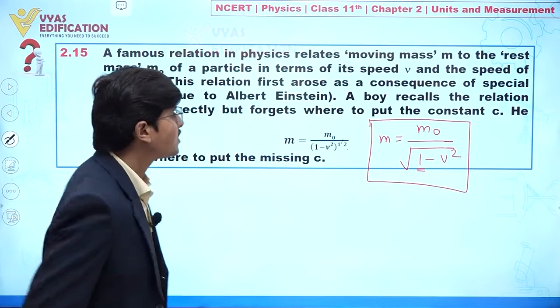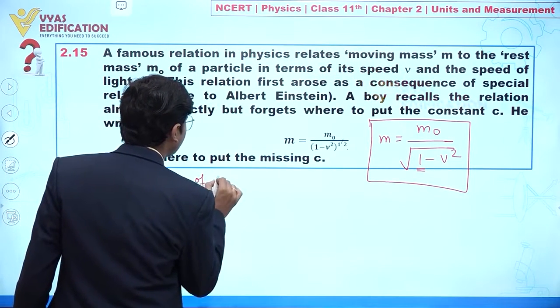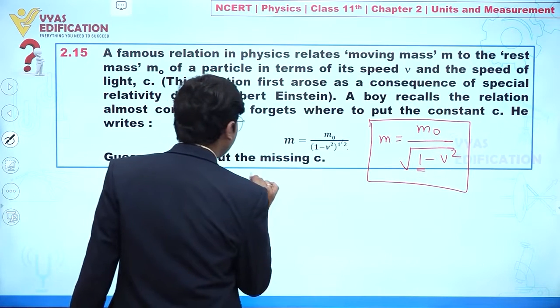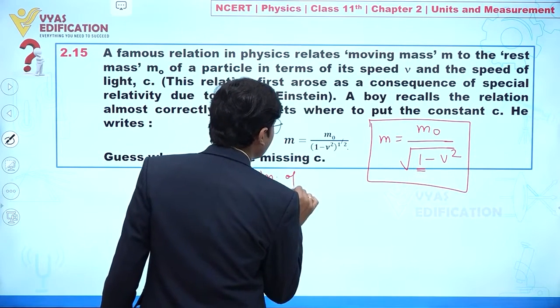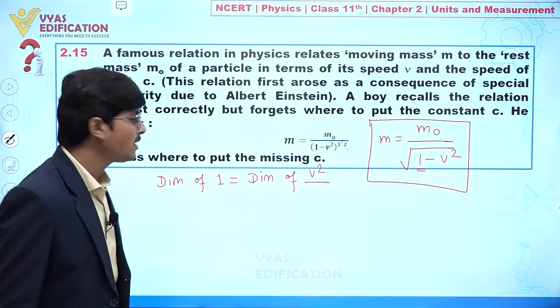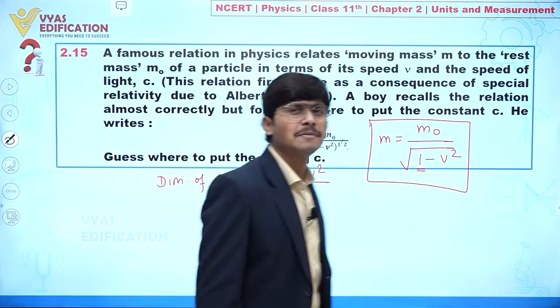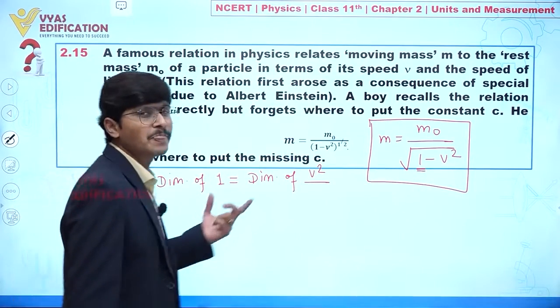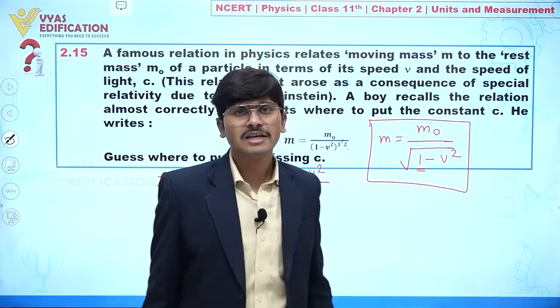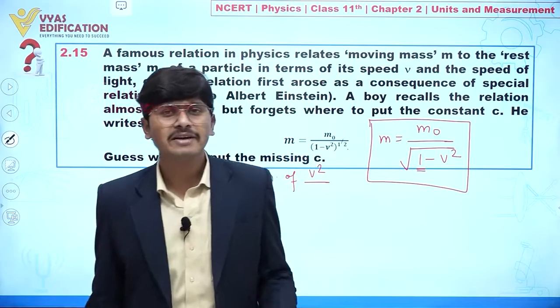It means I can write that the dimension of 1 should be equal to the dimension of v square. But v is speed, and the dimension formula for speed is L T to the power minus 1. So definitely this is not equal to 1. So now we have to put the value of c here.